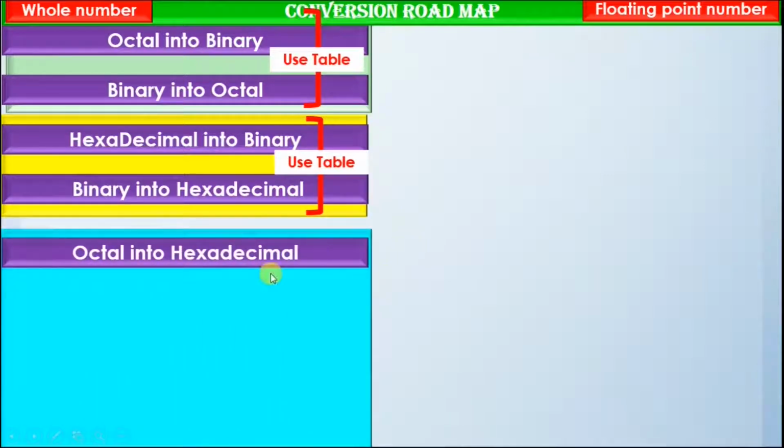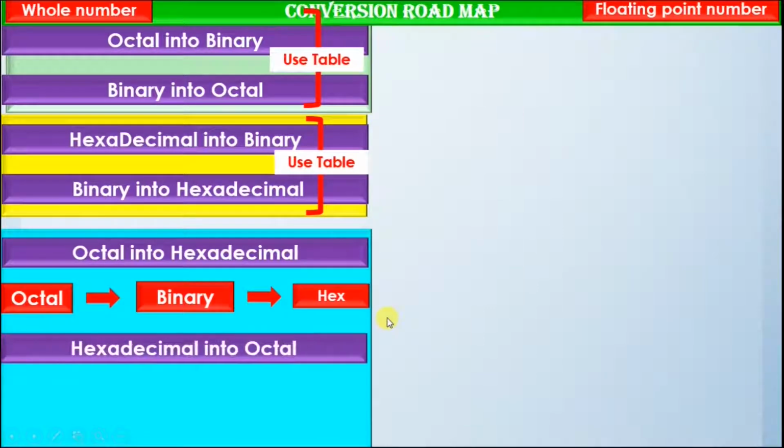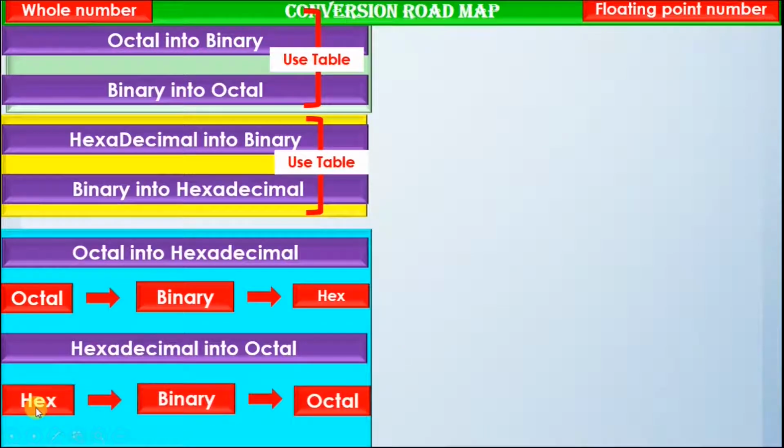Next, we will convert the octal number system into hexadecimal, and this conversion is not direct. So first of all, we convert octal into binary and then binary into hexadecimal. Next, we will see how to convert hexadecimal into octal, and this conversion is again not direct. So we will convert hexadecimal number system into binary first and then binary into octal.